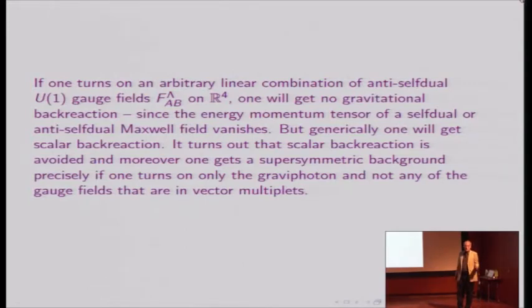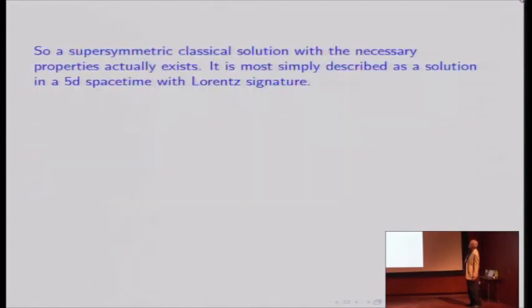That's why we're going to get a useful answer that depends on only one background gauge field, the graviphoton. We can turn on the graviphoton, W, while preserving supersymmetry, but we can't turn on any of the other vector fields, gauge fields in vector multiplets. So a supersymmetric classical solution with the necessary properties actually exists.